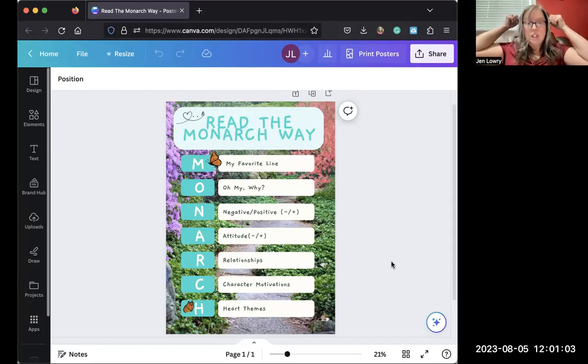Okay, R. Relationships are super important for you to start noticing early on in Monarch work or in any book or text that you're reading. Because what happens when you are reading books is that characters are going to interact with others and with self. And there's going to be interactions that are going to take place that are either going to evoke conflict, which could be internal conflict, it could be external conflict.